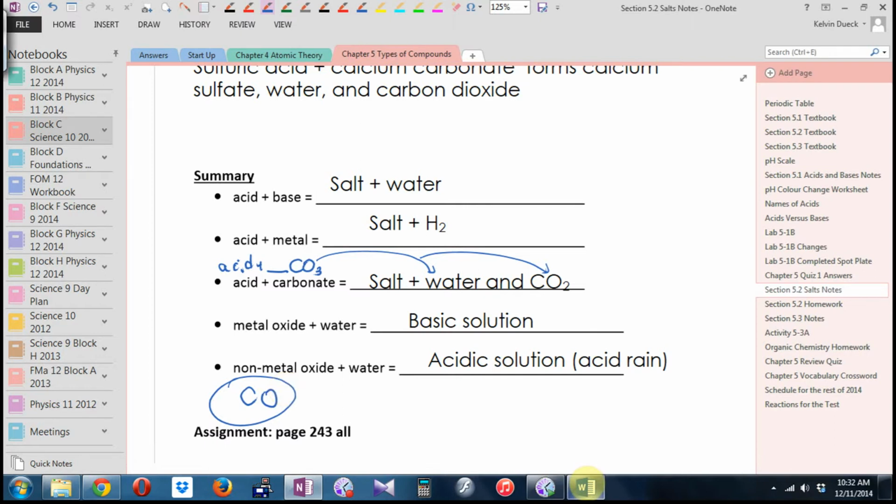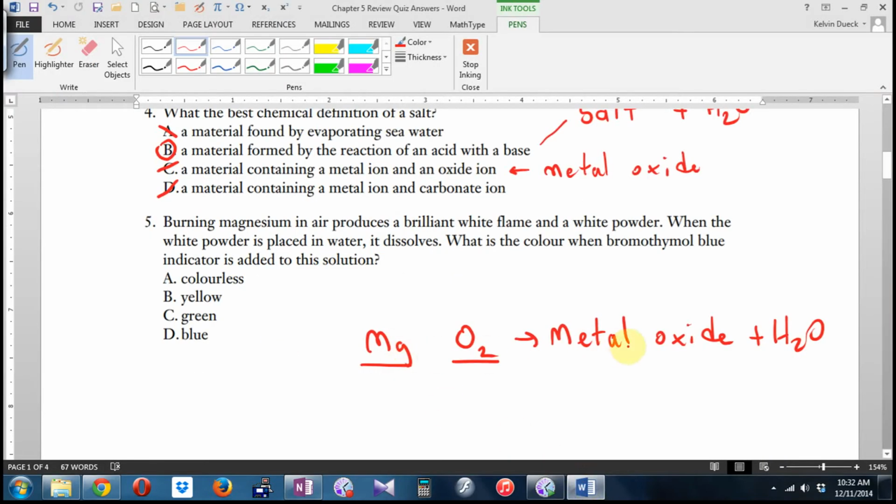Anyways, going back to our question, metal oxide plus water gives a base. So if you put bromothymol blue into a base, it's going to turn blue. I got that from the yellow sheet.